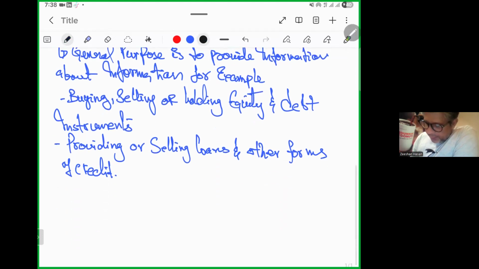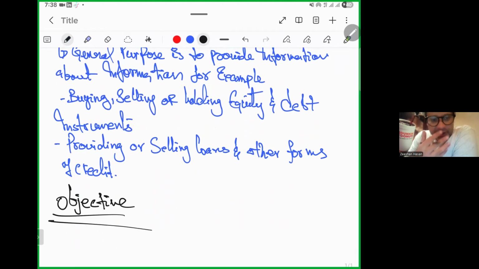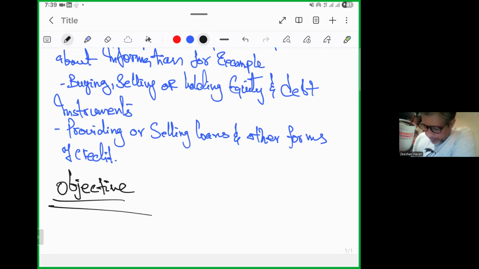Now, what is the objective of IFRS 18? The objective of IFRS 18, that is the presentation and disclosures in financial statements, is to set the requirements for presentation and disclosure of information in general purpose financial statements to help ensure they provide relevant information which faithfully represents an entity's assets, liabilities, equity, income, and expenses.